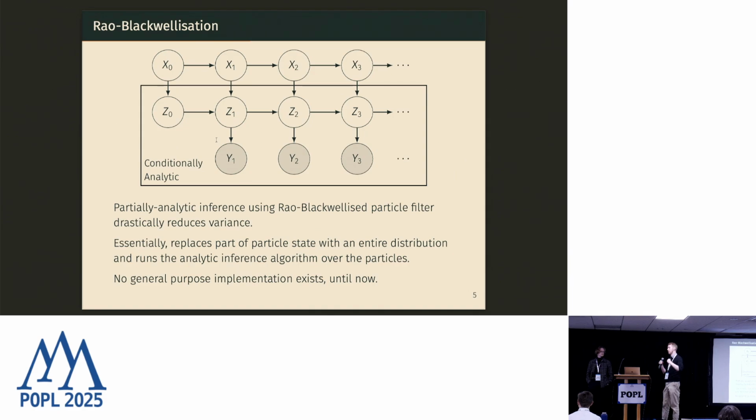This, in a sense, marginalizes out all the variability in that Z, reducing the effective dimension of our problem and therefore reducing the variance of any estimates we would derive from inference. So this is a very powerful technique and can be applied in many settings, and yet we were quite surprised to find that there wasn't a general purpose implementation of this outside of very specific hard-coded ones for certain research papers until now.